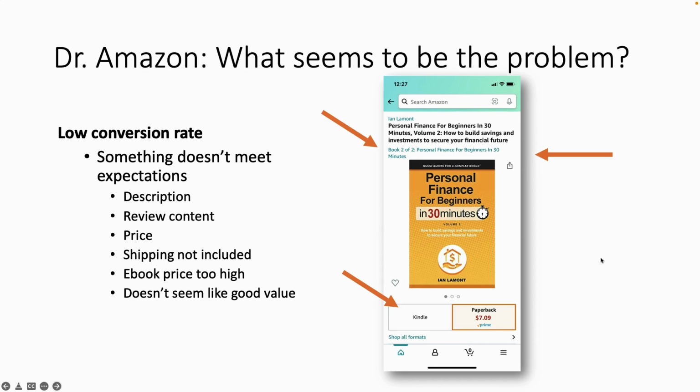So these are some of the things that might crop up if you are evaluating your detail page and you're trying to optimize it. That wasn't so hard, was it?